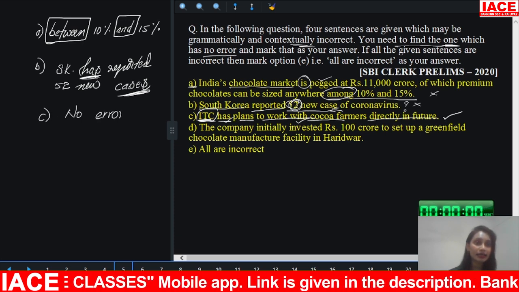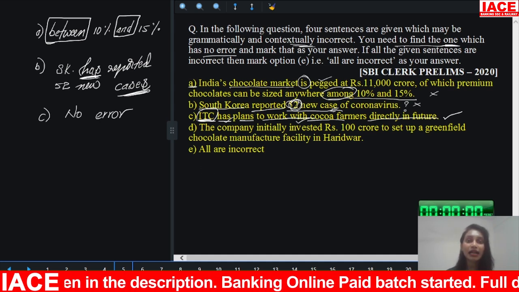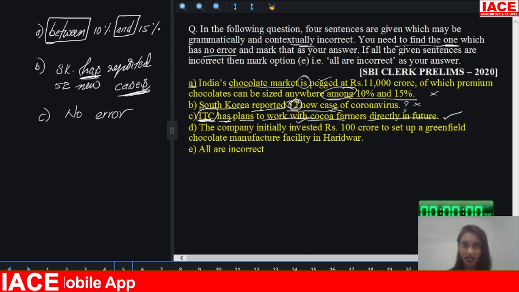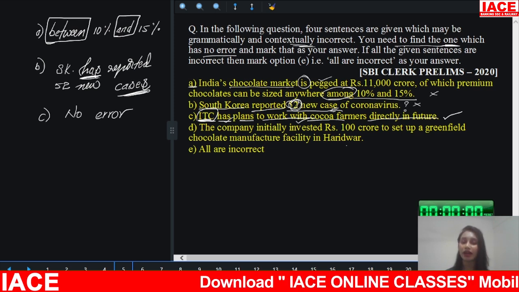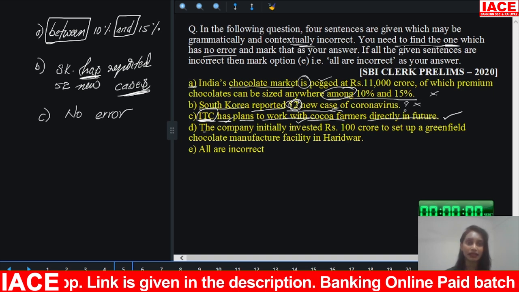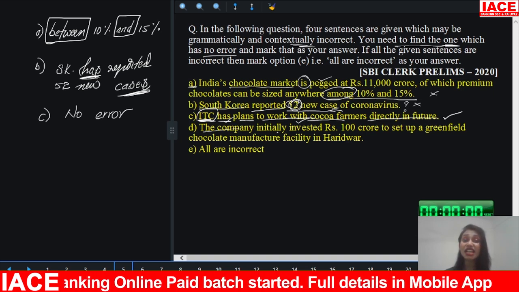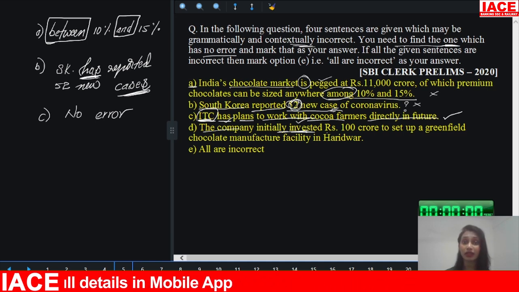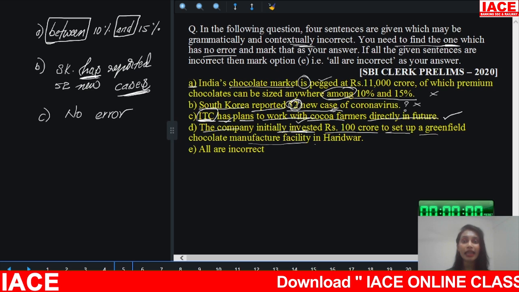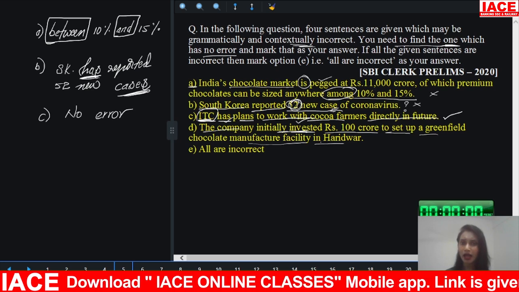However, let us see sentence D before going ahead. The company initially invested 100 crore rupees to set up a greenfield chocolate manufacture facility in Haridwar. What is the error? The sentence is correct, right? What is the error? Look at this. The company, singular, okay. Initially invested, past tense, okay, 100 crore rupees to set up a greenfield chocolate manufacture facility in Haridwar.